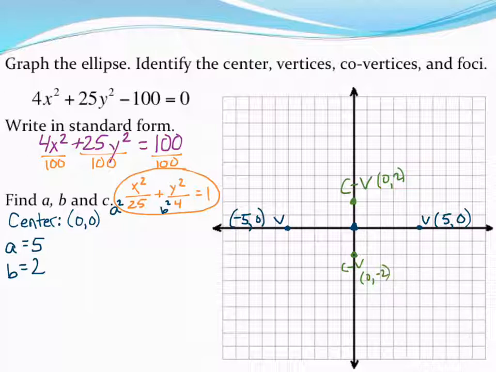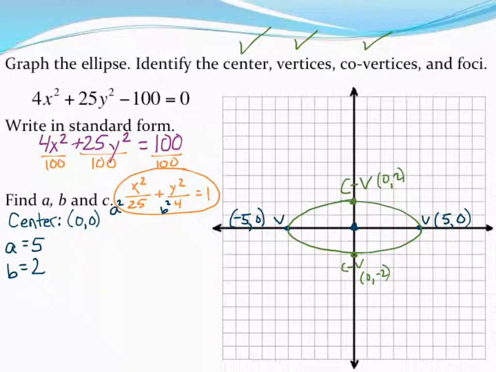Let's graph the ellipse real quick. I'll do my best to make that round and not pointy. I'd say that's not too terrible. So I've got the graph, I've got the center, I've got the vertices, I've got the co-vertices. All that's left are the foci, or the focuses, whatever you want to call them.